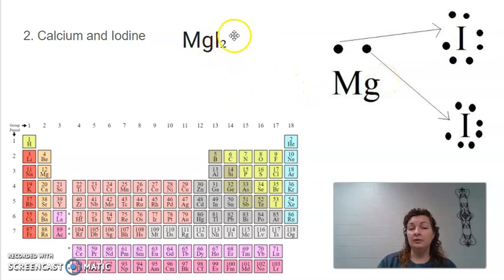So our chemical formula would be written with our metal first, magnesium, then our nonmetal, iodine, and then how many of each one we did would be written in the subscript at the bottom. There's only 1 magnesium, so there's an understood 1 there. I don't have to write it, okay? And then iodine, I used 2 of them, so I'm going to put a 2.